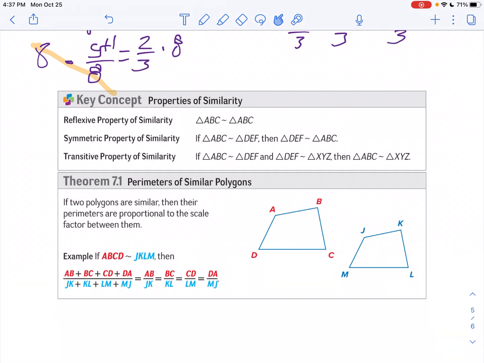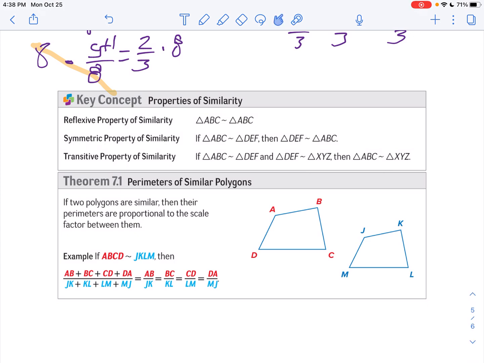Similarity has the reflexive, symmetric, and transitive property. That is, we can always say a shape is similar to itself. We can flip the sides around and say if triangle ABC is similar to triangle DEF, then DEF is similar to ABC. Or transitive: if ABC is similar to DEF and DEF is similar to XYZ, then we can say ABC is similar to XYZ.